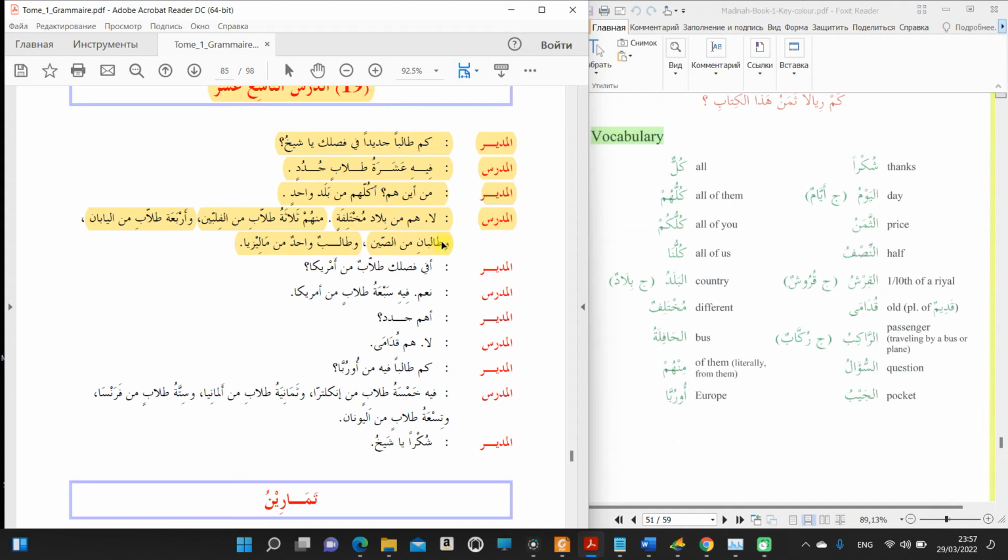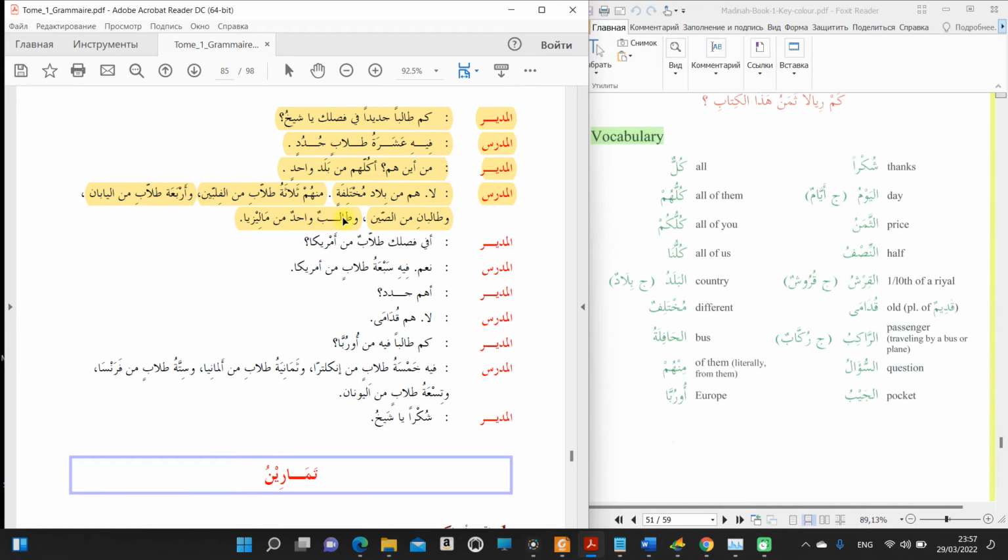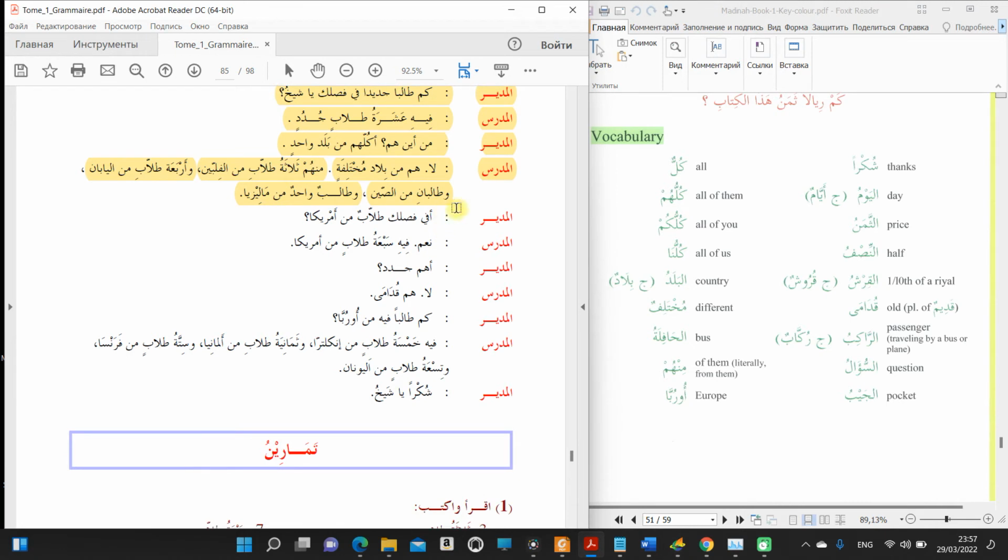And pay attention that we didn't say طالبان اثنان من الصين. Ithnani was omitted because طالبان already makes it clear that it's two students, because it took the ending of the dual number آني. طالبان. وطالب واحد من ماليزيا, and one student from Malaysia. المدير is asking. So, subhanAllah, the principal has so many questions. He's asking, أفي فصلك طلاب من أمريكا? Are there students in your class from America?